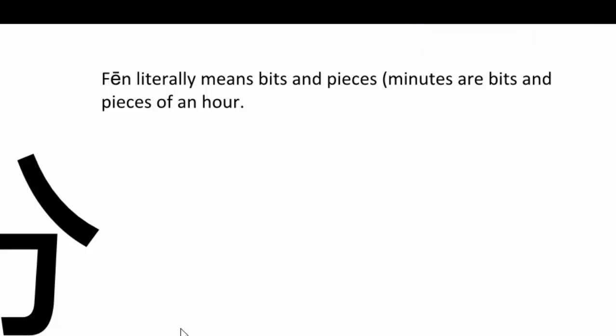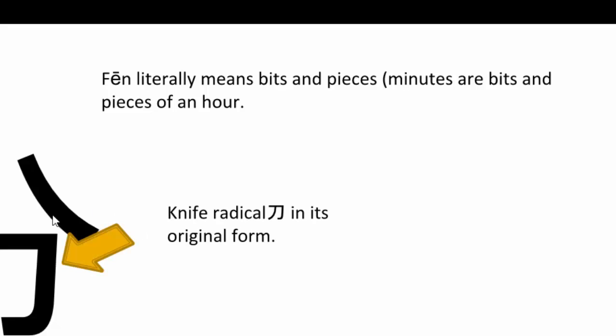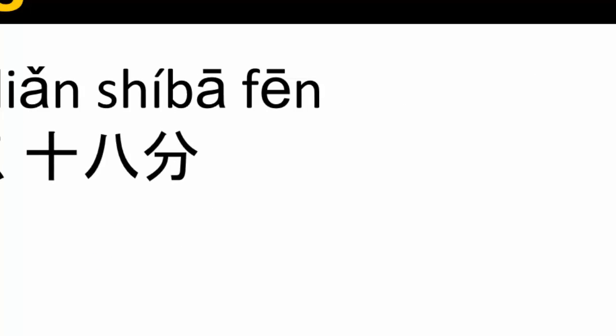If you want to say specific minutes that aren't the half or the quarters, you're going to use the word 分, which means bits and pieces or minutes. And it has the knife radical because it has a picture of something that's been cut into bits and pieces by the knife. So to say 6:18, we would say 6点, 6 o'clock. 18分, 18 minutes.